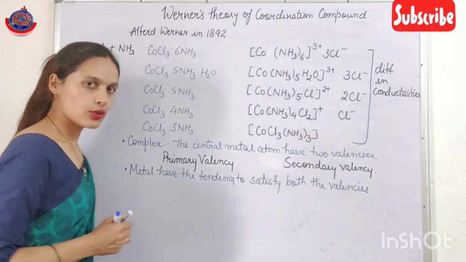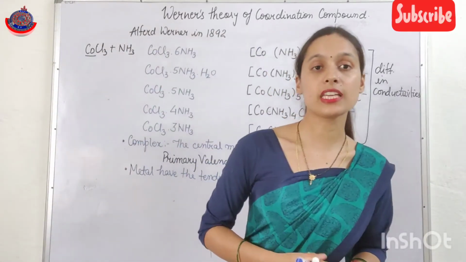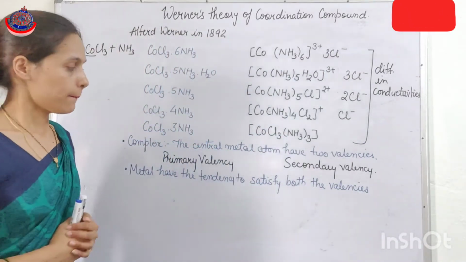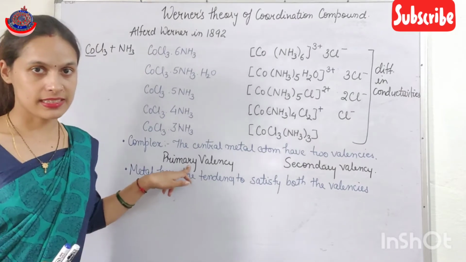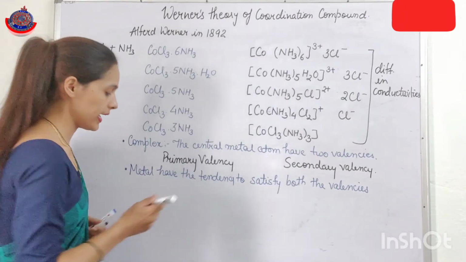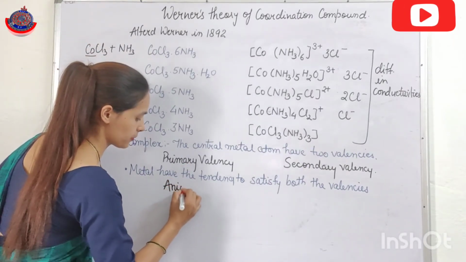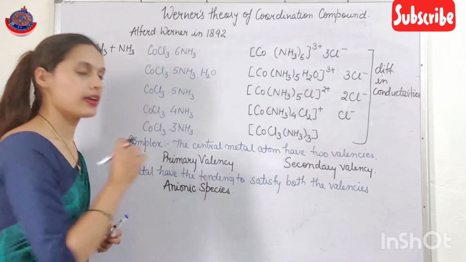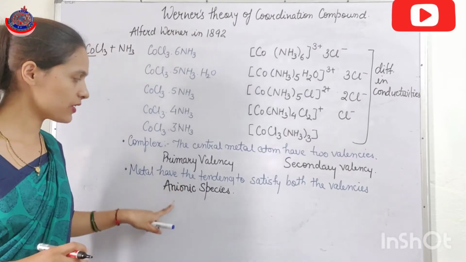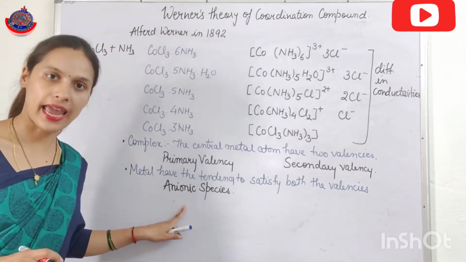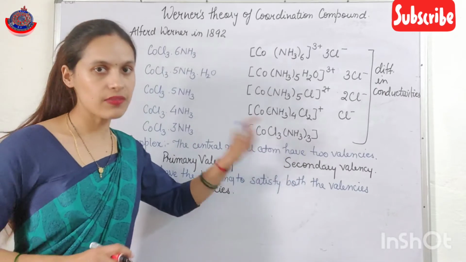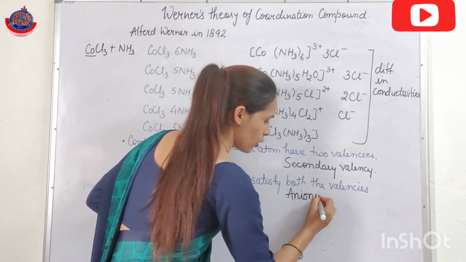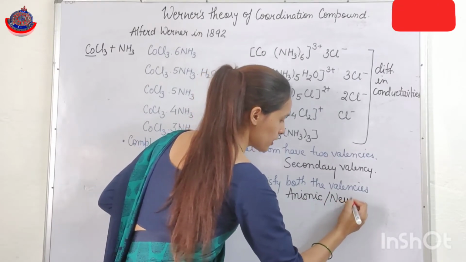Clear? मेटल जो होता है उसकी टेंडेंसी होती है कि वो दोनों वैलेंसीज को क्या करता है? सेटिस्फाई. But the primary valency is satisfied by anionic species. प्राइमरी वैलेंसीज को कौन सेटिस्फाई करता है हमारा? एनायनिक स्पीसीज. Primary valencies are satisfied by anionic species, but the secondary valencies are satisfied by either anionic species or by neutral molecules.